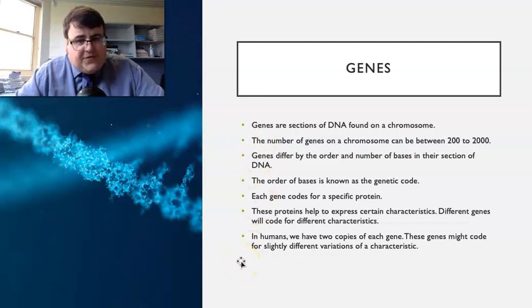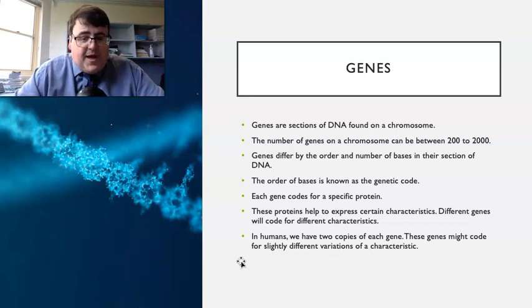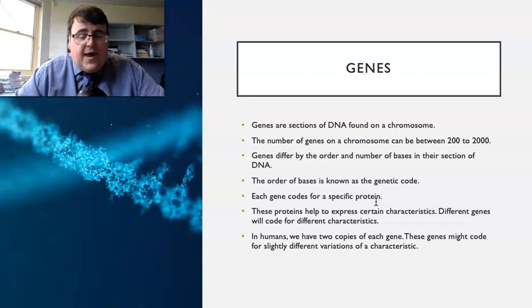As I said before, because we get one chromosome from mum and one chromosome from dad for each pair, there are 2 copies of every gene that we have, and they code for slightly different variations. We'll talk about how we determine which gene expresses itself when we get to inheritance later on this term.